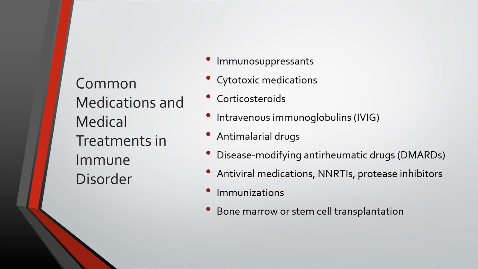Immunizations should be very familiar, helps prevent viral and bacterial infections. Remember that we cannot give live vaccines to those that are immunocompromised. And then bone marrow or stem cell transplant. Bone marrow transplants transfers healthy bone marrow into the bones of a person with an immune malfunction. Stem cell transplants comes from a donor or umbilical cord or placenta.